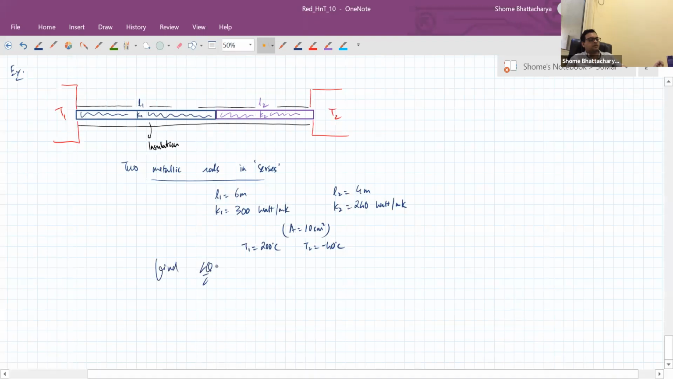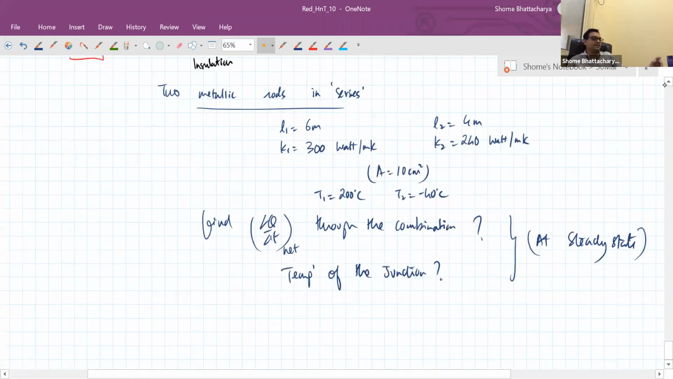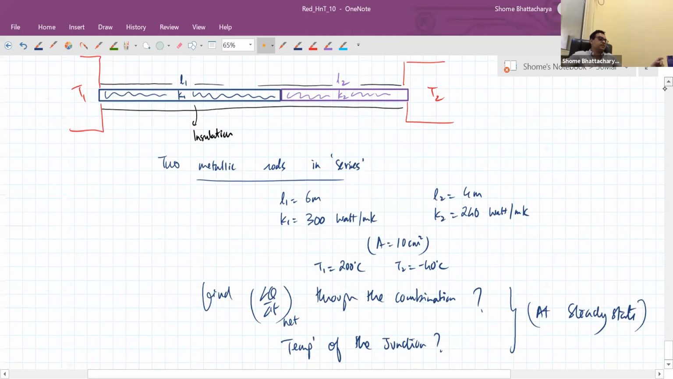Find delta Q, delta T net through the combination. And the temperature of the junction between the two rods, both of these at steady state. Okay, so for anything like this, you can just use the convenience of your previous knowledge of electrical circuits and just convert this into a circuit problem. As you can see, they are in series combination.